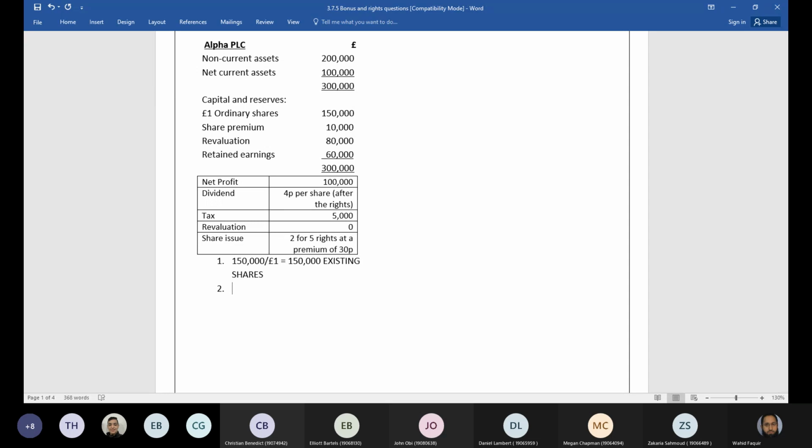Point number two. What was point number two? New shares. Well, we'll get the existing number multiplied by the ratio. It says 2 for 5. So I'll stick that on your calculator. 2 divided by 5 times 150,000. Double check it though, don't take it for granted. That's how many new shares there are going to be. New shares.